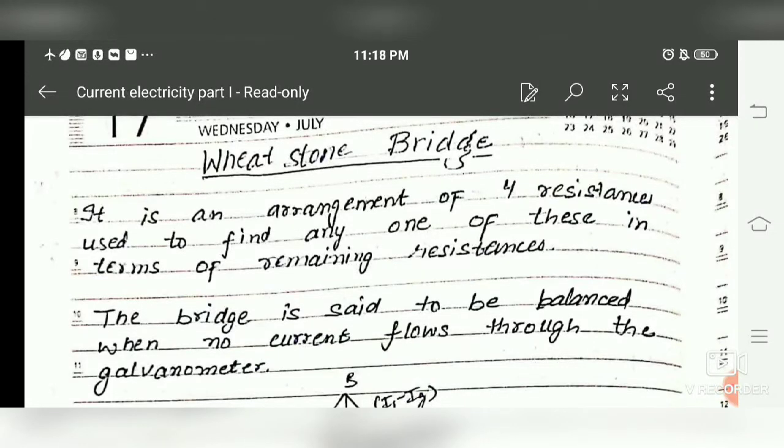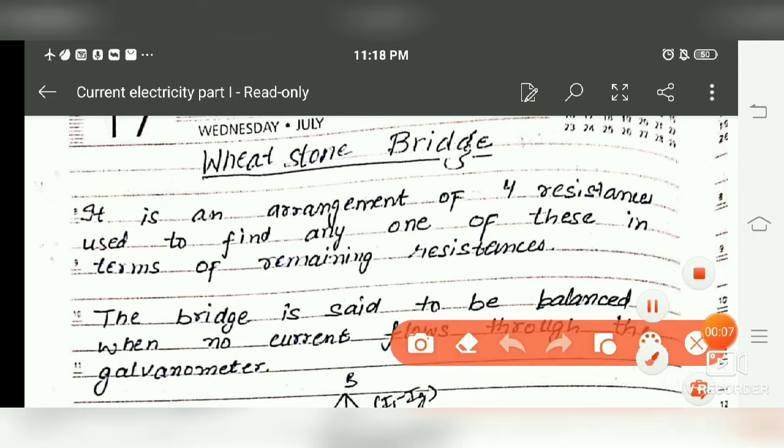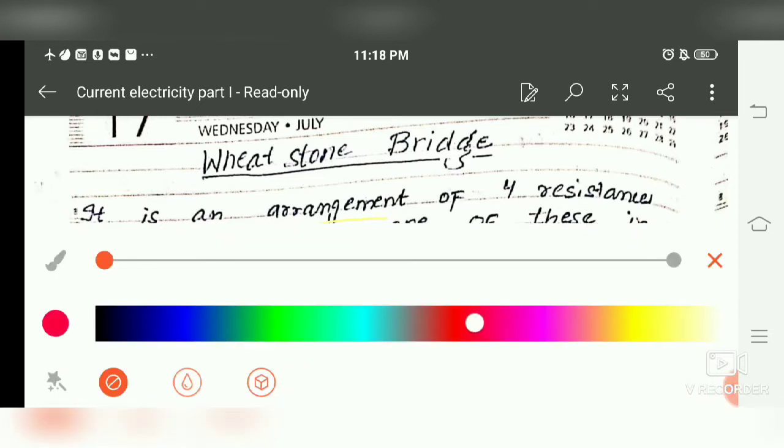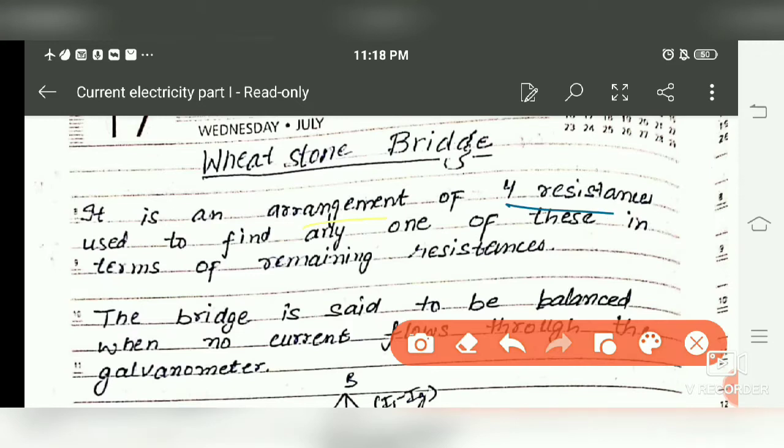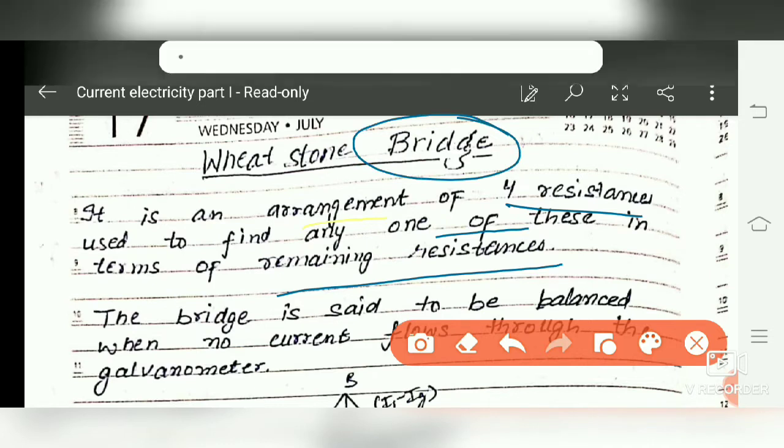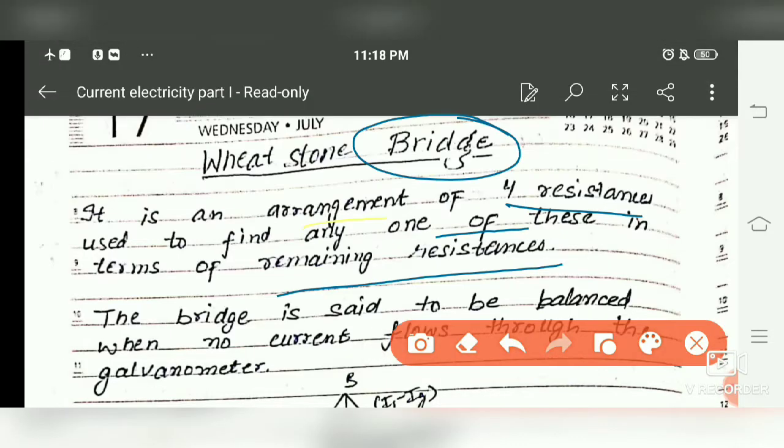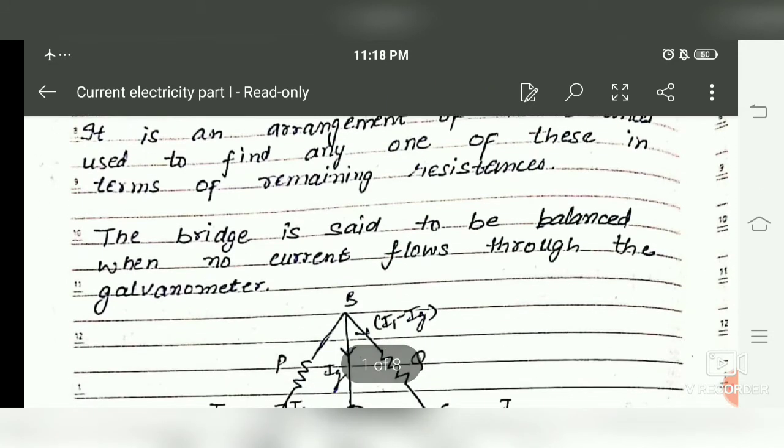Well, in this video we will learn about what is Wheatstone Bridge. First of all, Wheatstone Bridge is an arrangement of four resistors used to find only one of these resistances in terms of the remaining resistors. It means four resistors are connected in the form of a bridge like this. The bridge is said to be balanced when no current flows through the galvanometer.